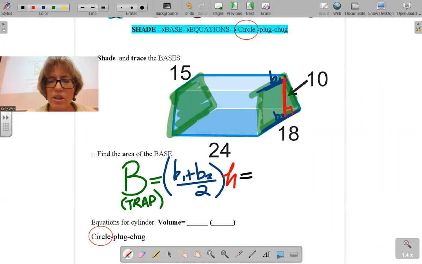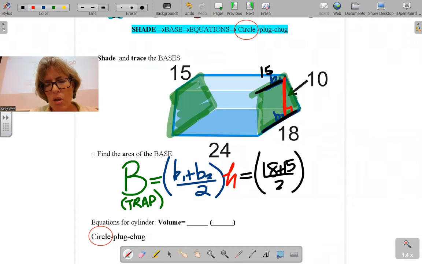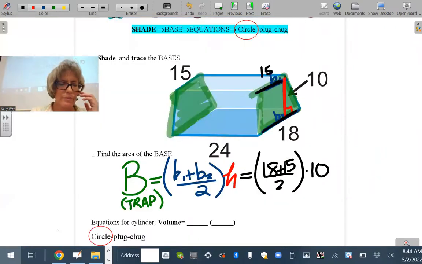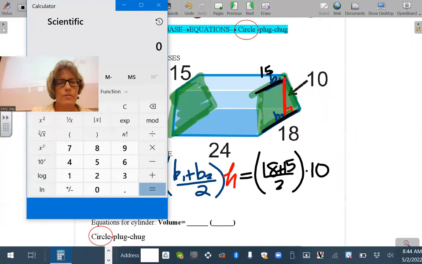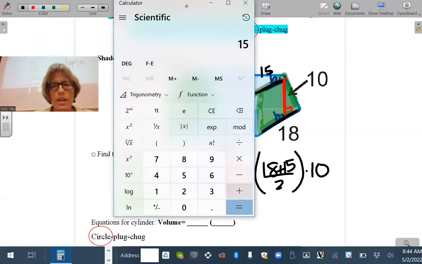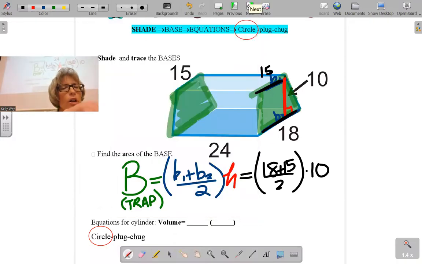So we're going to do that. One base is 18, plus the other base is 15, over 2 times your height. I know you're grabbing a calculator for this one because you already know it's a decimal. So we'll take the average of the bases times the height. We get our capital B is 165 units squared.